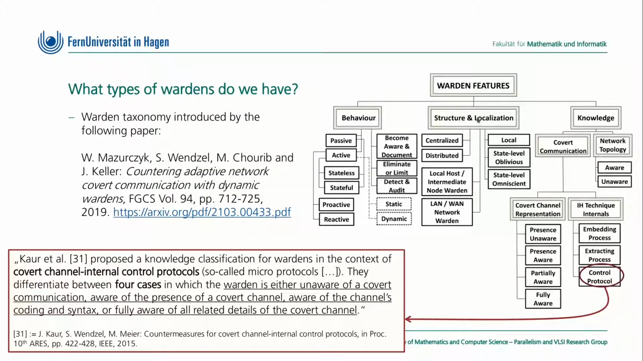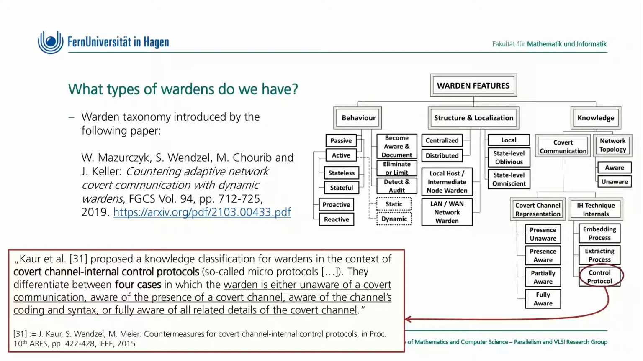So then there is the structure and localization part. A warden can be either centralized or distributed, so it either has one point of observation or multiple that work jointly, which can be advantageous in case you have a distributed system such as a network and multiple hops where you place a warden, and these warden nodes collaborate so that their shared knowledge is combined in the detection, elimination, or, for instance, limitation process.